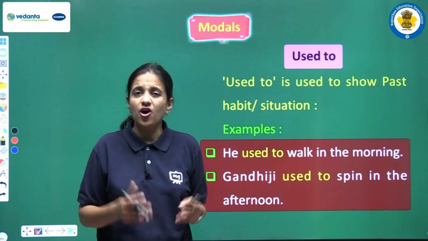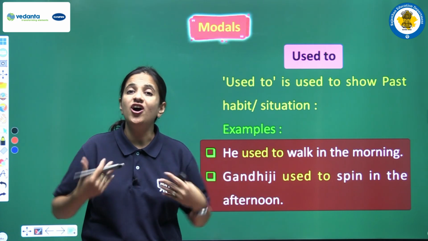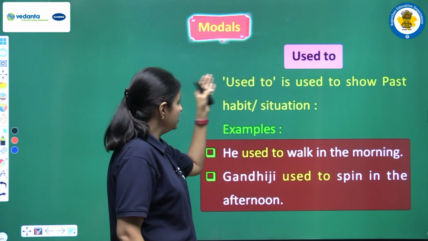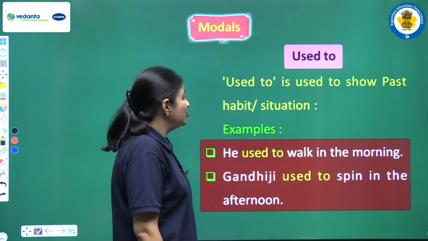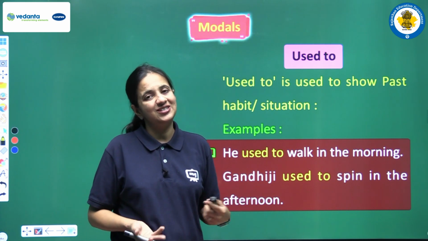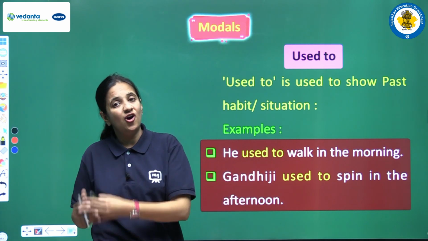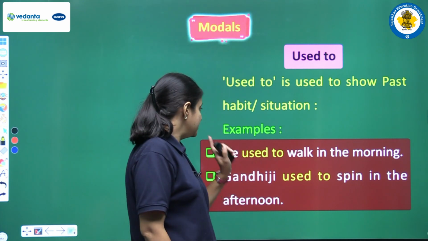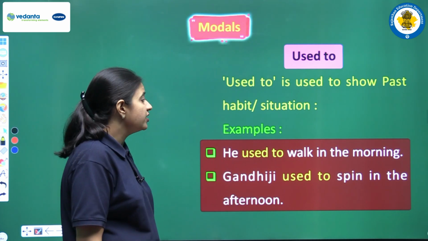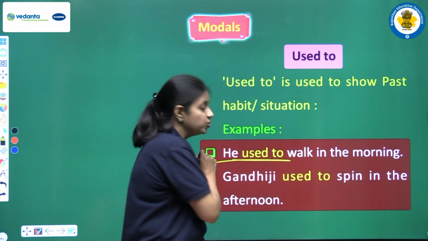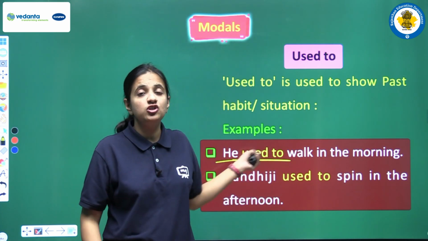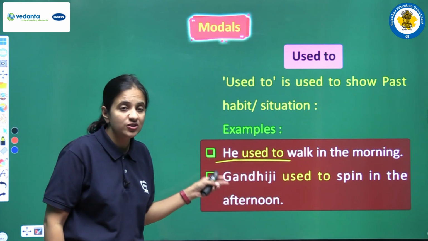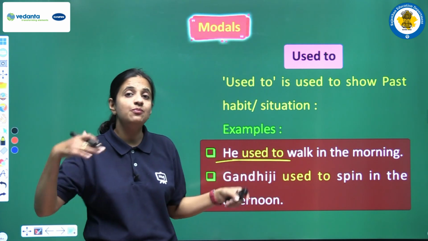Okay, so this is a very common model actually, used to, and we all use this model, right? So let's see what the use of used to is. Yes, used to is used to show a past habit, right? We all use it to show someone's past habit or our own past habit also. So let's see the example. He used to walk in the morning. So here used to shows the past tense, right? Because used to means past form, second form. So it is used in this manner when we are talking about someone's past habit.